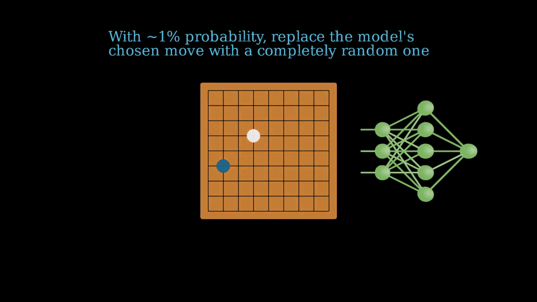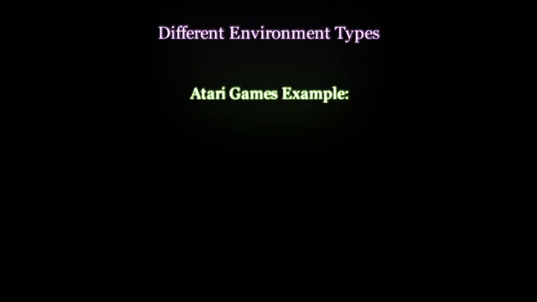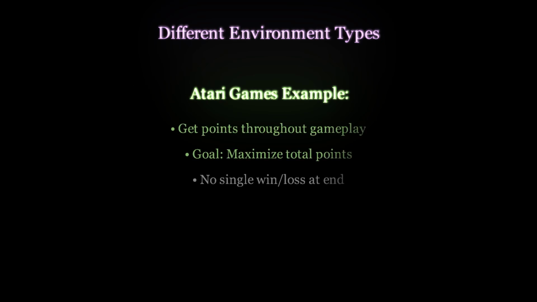This same setup will work for a whole bunch of different environments too, not just Go. In other environments, such as Atari arcade games, you get points periodically throughout play, and the goal is to maximize the sum of points obtained. We can also handle these environments by treating the entire sequence of actions as a single output and using the sum of points obtained as the score.